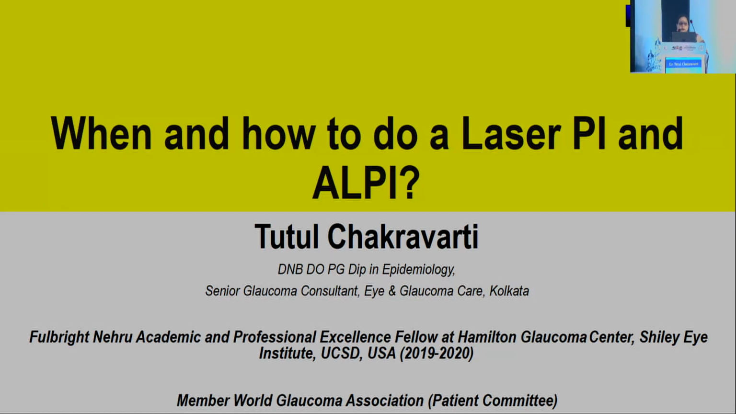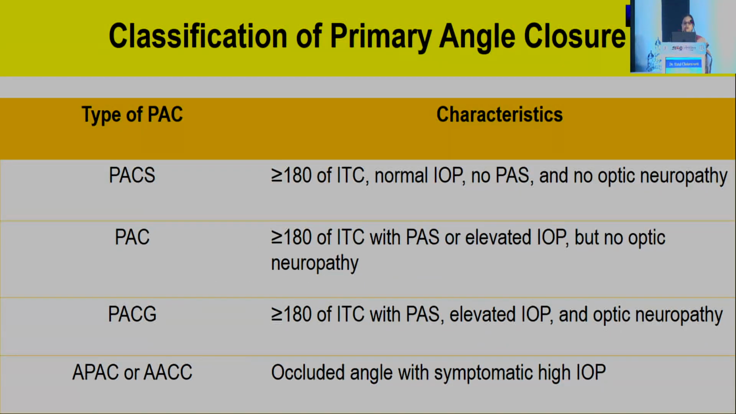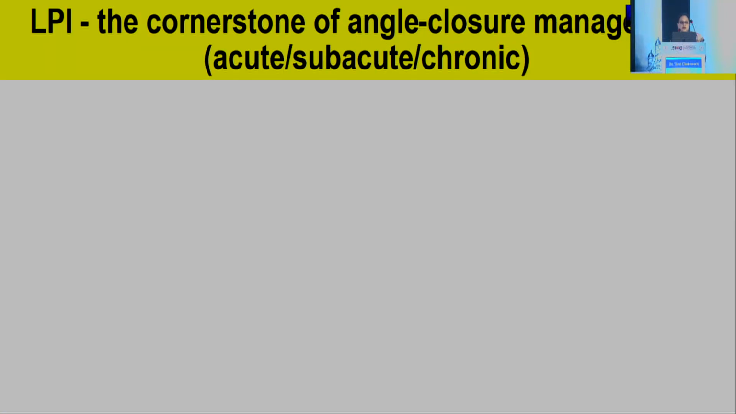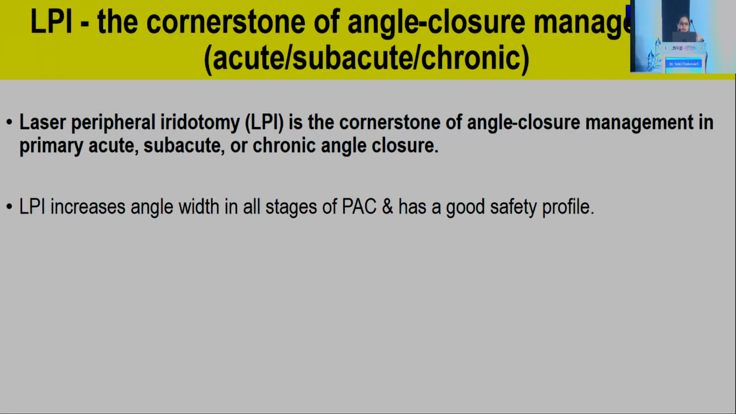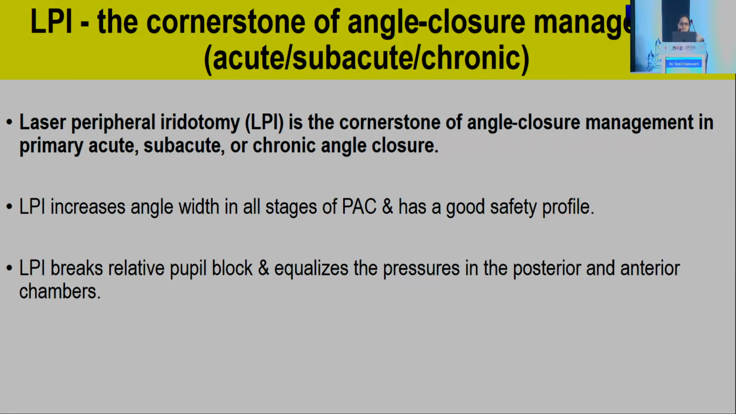Good morning. When and how to do a laser PI and LPI. Now first we would like to discuss the classification of primary angle closure, types of PAC: PACS, PAC, PACG and APAC. Now LPI is the cornerstone of angle closure management in primary, acute, subacute or chronic angle closure. LPI increases angle width in all stages of PAC. LPI breaks relative pupil block.